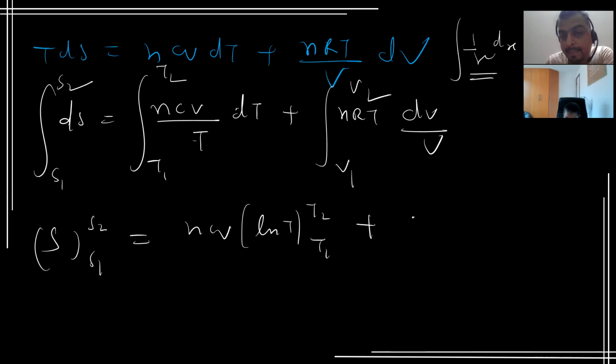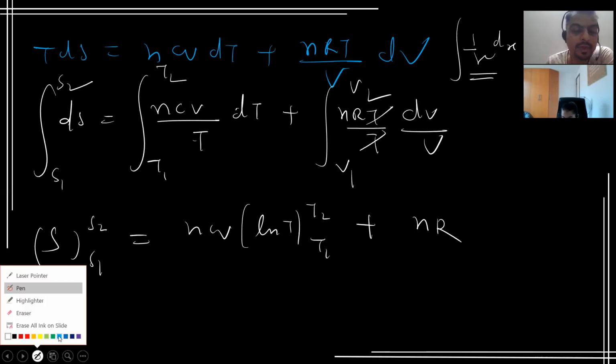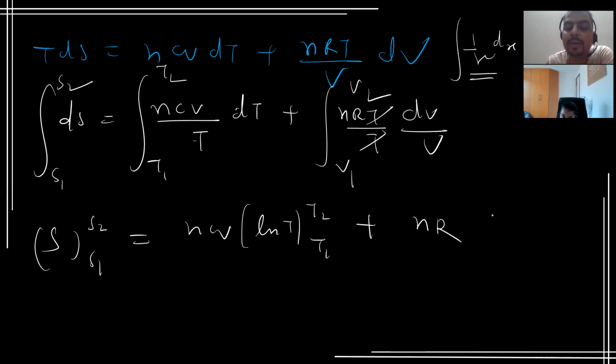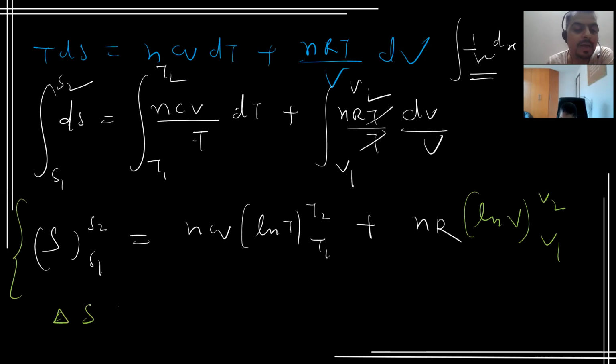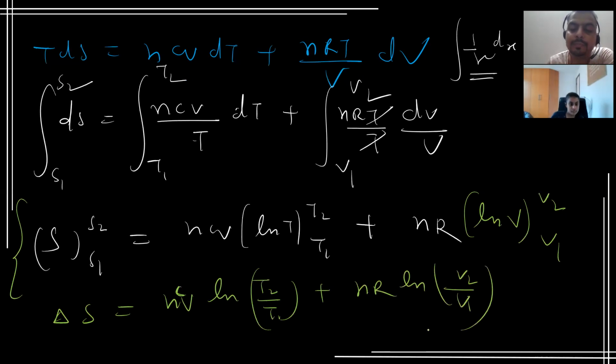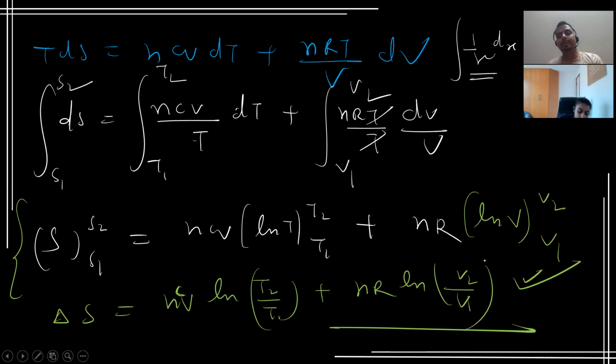What about this? This will be nR. When you are dividing with temperature, T will cancel out, can you see that? Okay, it will be nR ln V2 by V1. Now we got the final formula. Just formula: this becomes delta S. It becomes nCV ln T2 by T1 plus nR ln V2 by V1. Done.